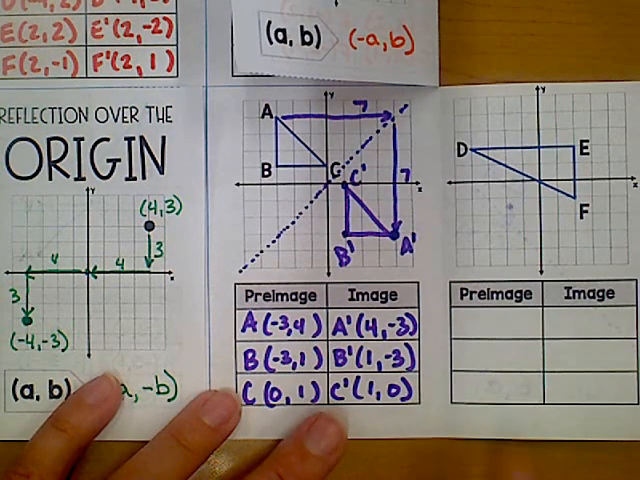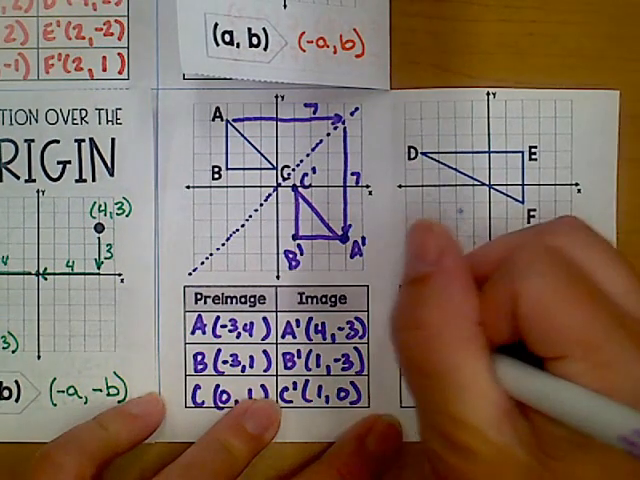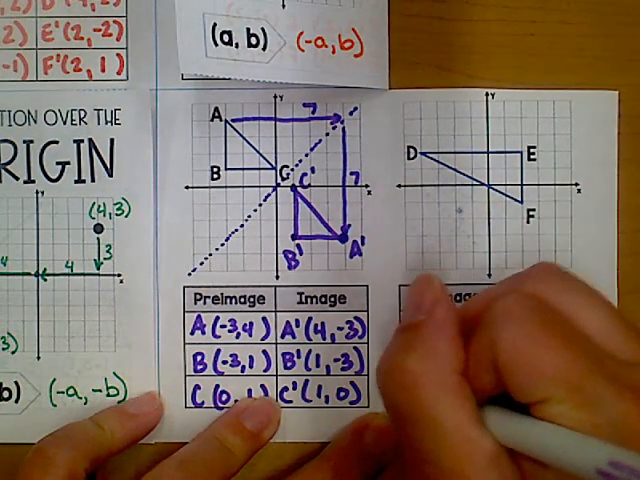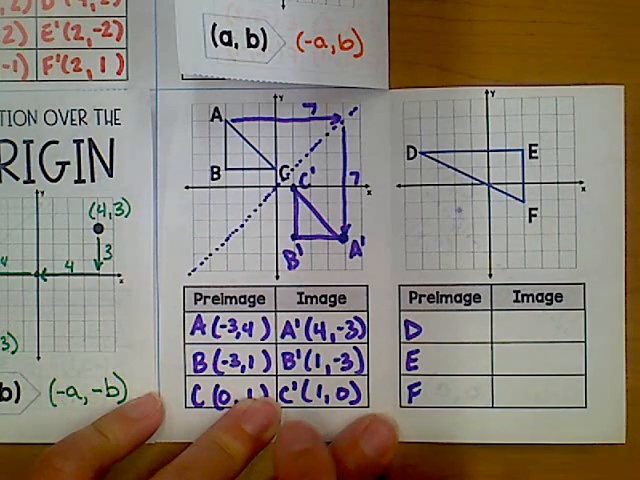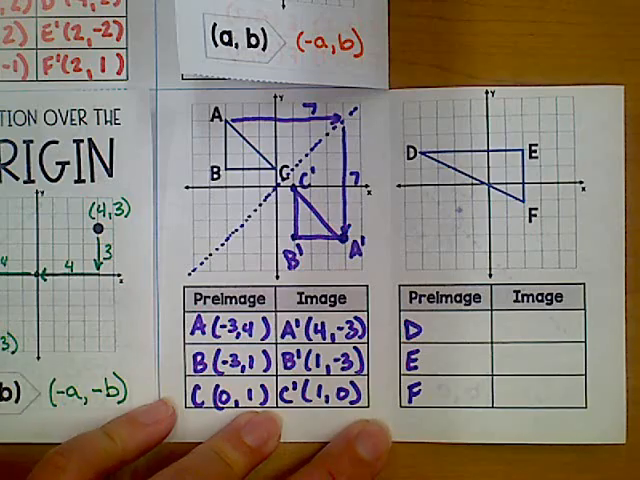All right. So let's go ahead and have you try that on triangle DEF. Go ahead and find the pre-image and the image coordinates now using a rule that the x and the y coordinates switch.